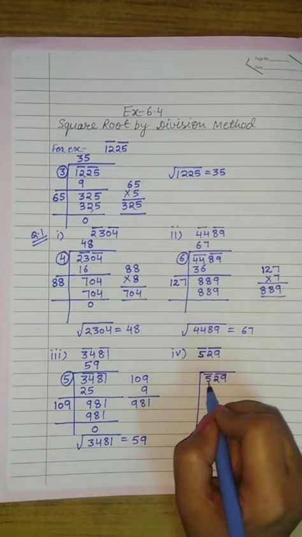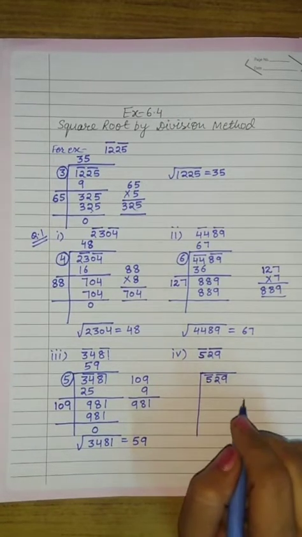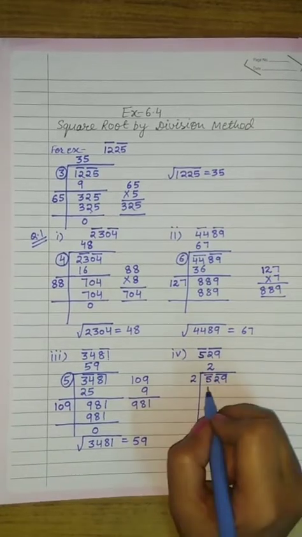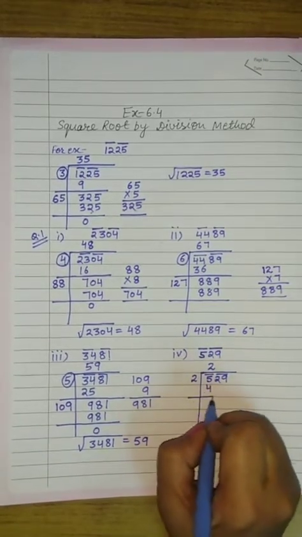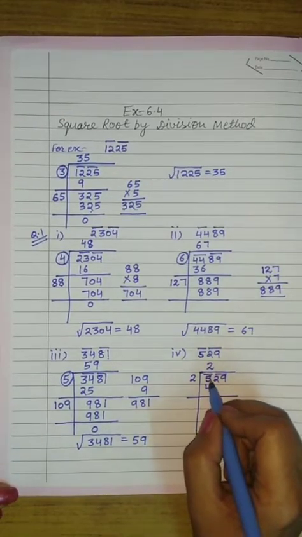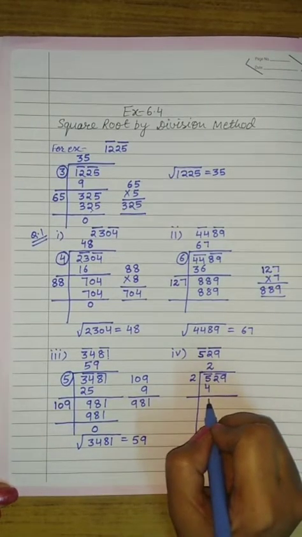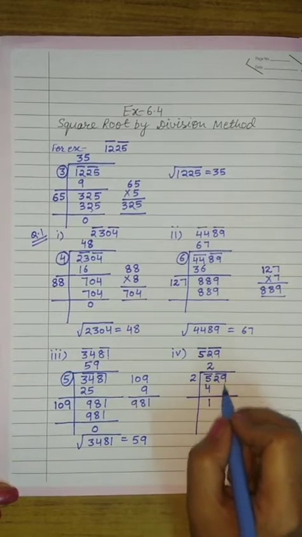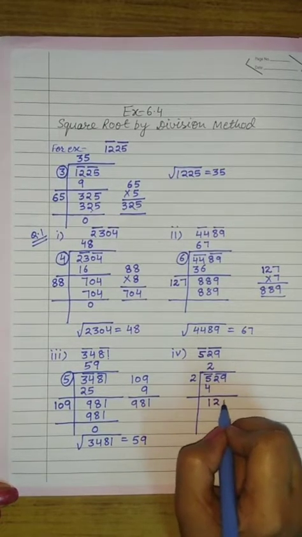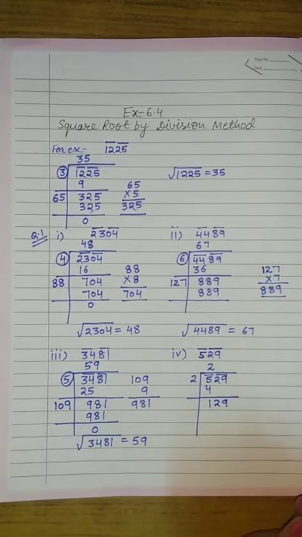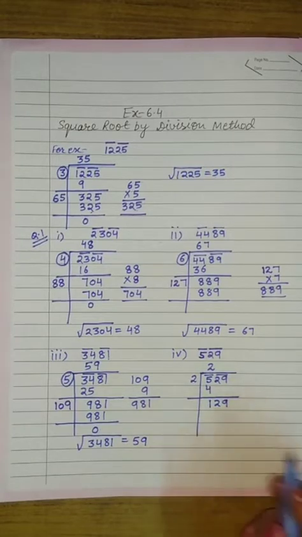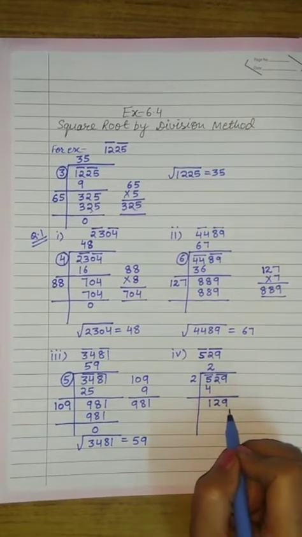Now the first bar has only a single number, that is 5. So we will multiply 2 into 2, which gives us 4, which is less than 5. So 4 will be subtracted from 5, which gives 1. Now we will bring down the next bar, that is the numbers in the next bar are 29. So our new dividend is 129.